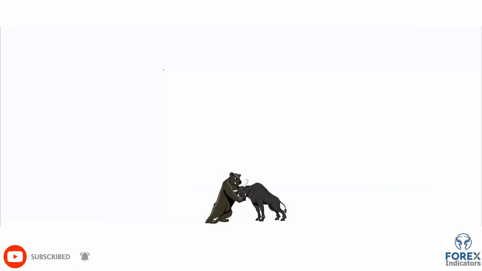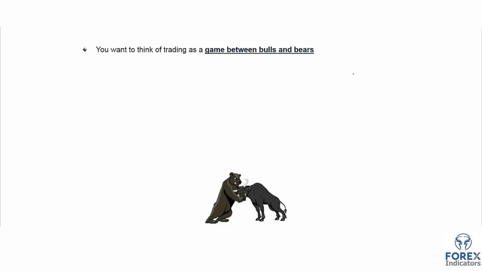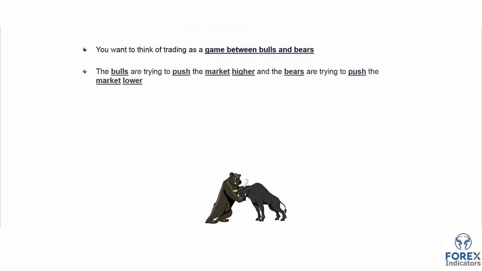So the markets work like this. There is a battle between bulls and bears. And if you have a look at the image, that's how you want to visualize it. There is always a battle going on between bulls and bears. So you want to think of trading as a game between bulls and bears. The bulls are trying to push the market higher and the bears are trying to push the market lower. So just imagine visually, there's this fight going on between these two. Bulls are trying to go up, bears are trying to go down.